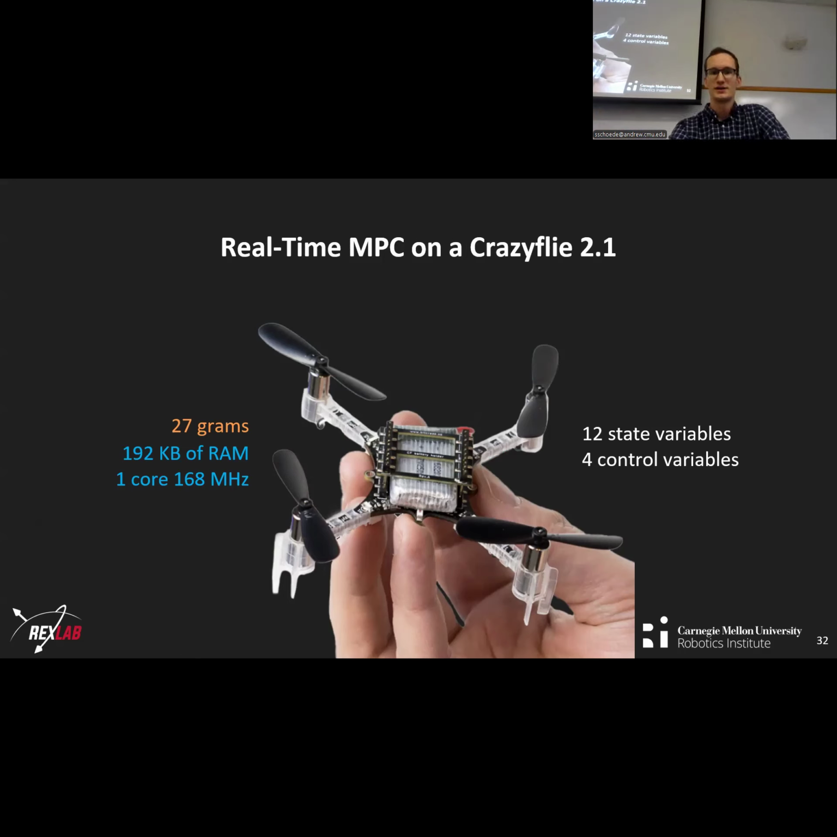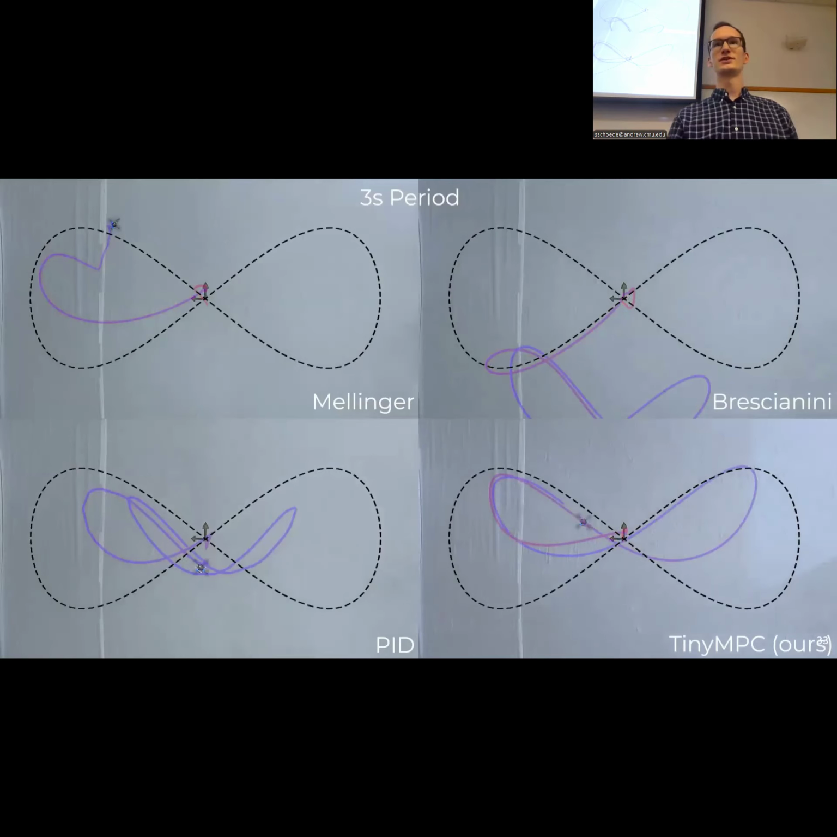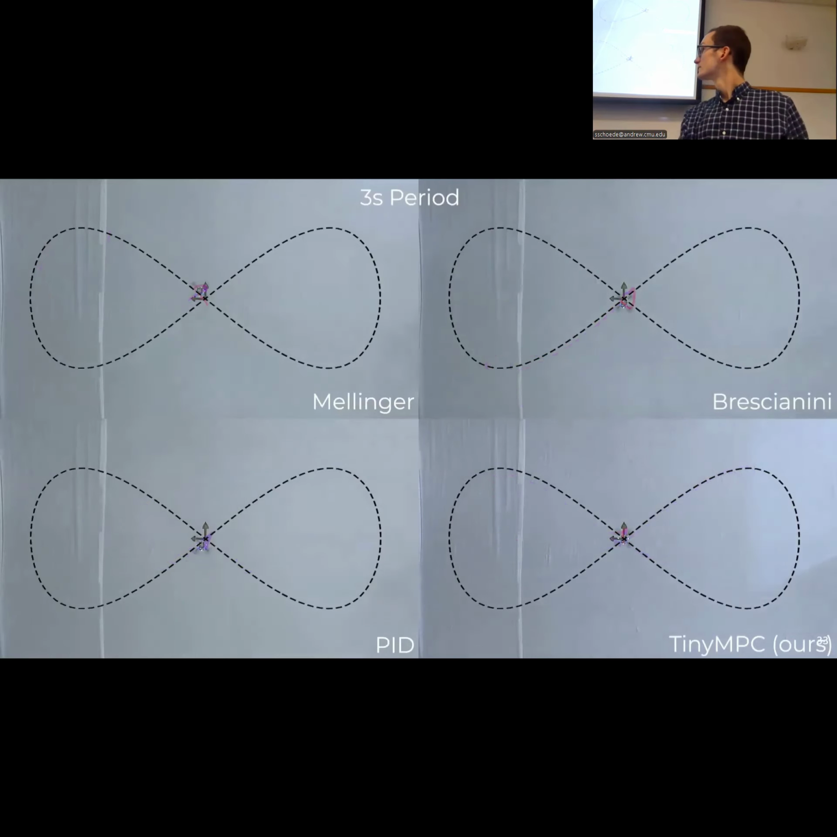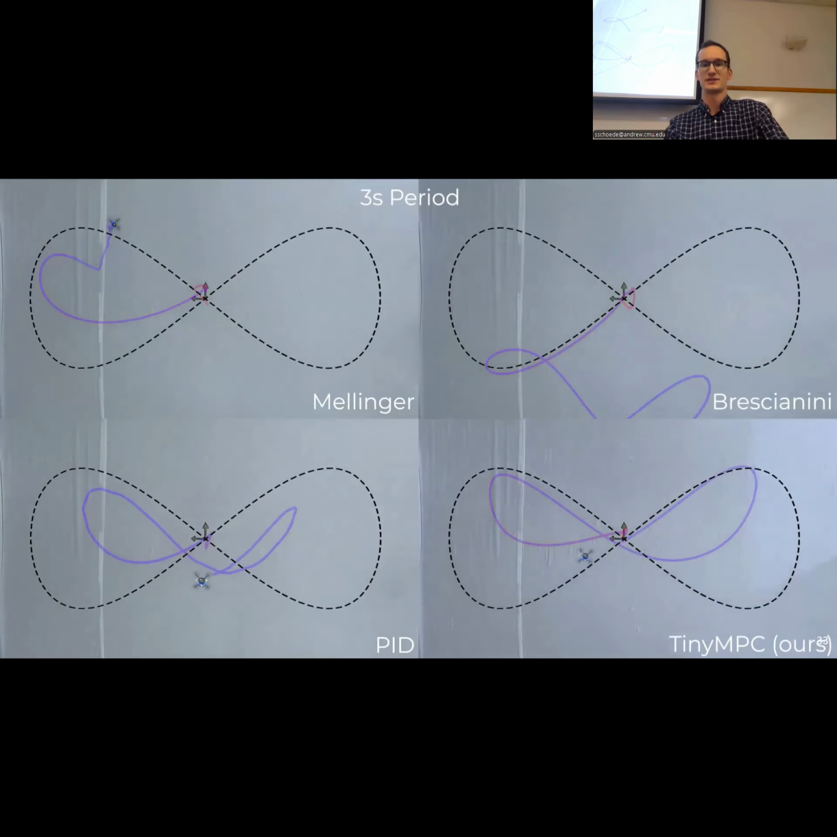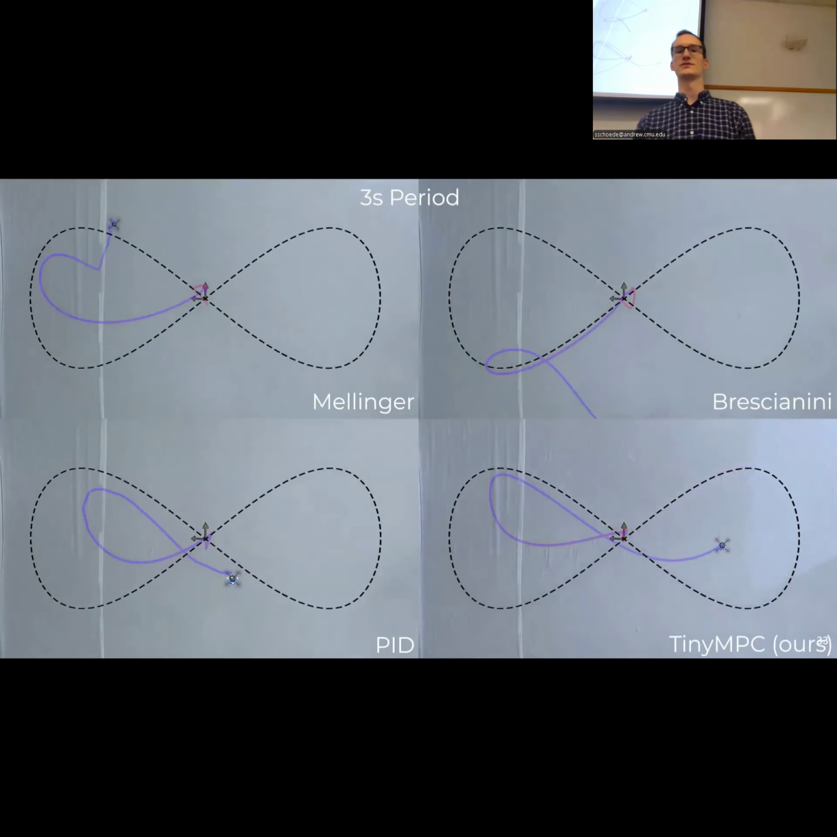And so we compared TinyMPC on a few different tests. One is this figure 8, and we compared against a few of the other built-in controllers. And TinyMPC is the only one able to reason about the torque limits or the thrust limits and generate a decent looking figure eight. And the reason it's not perfect is because this figure eight reference trajectory is actually way too fast. It's a 3-second period. So even if you had the perfect controller, this still wouldn't be able to track it. So TinyMPC does a pretty good job.